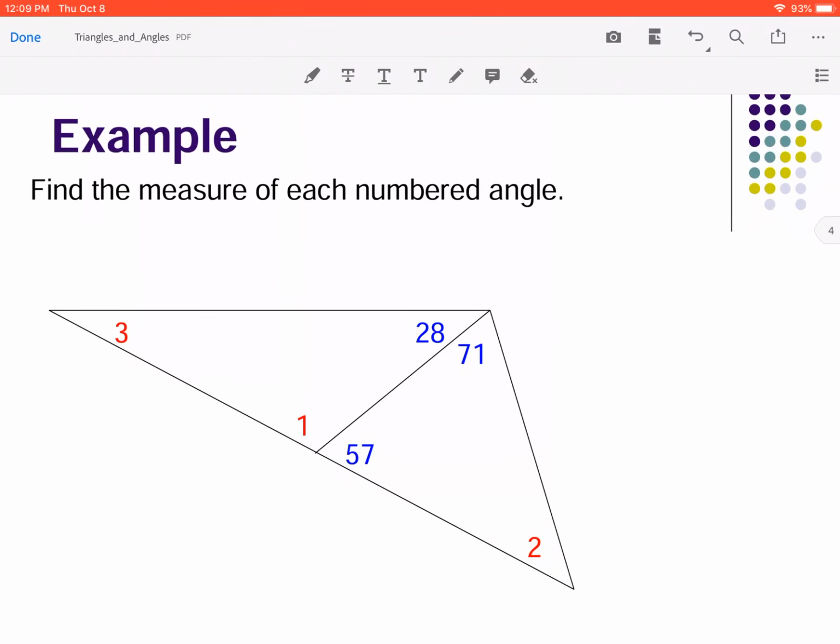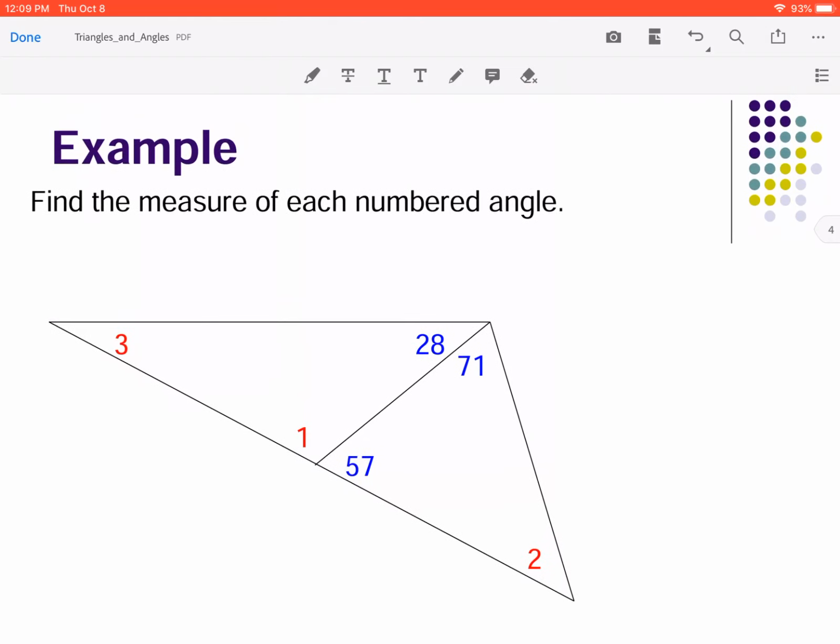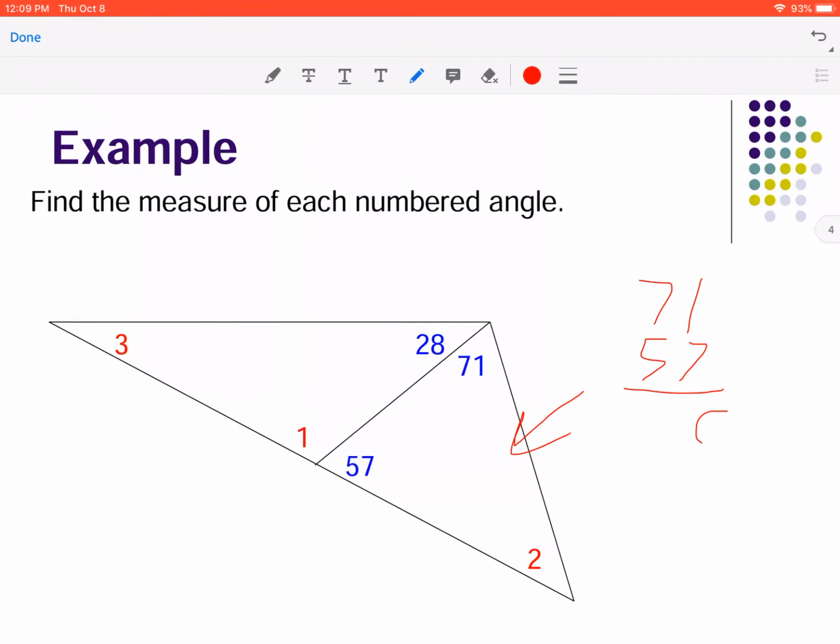All right, this one's a little bit different. We have two triangles. I need to find angles 1, 2, and 3. I'm going to start with this triangle on the right simply because I already have two angles here. So I've got 71 and 57. That adds up to 128. So then I'm going to do 180 minus 128, and I get 52. So angle 2 is 52.